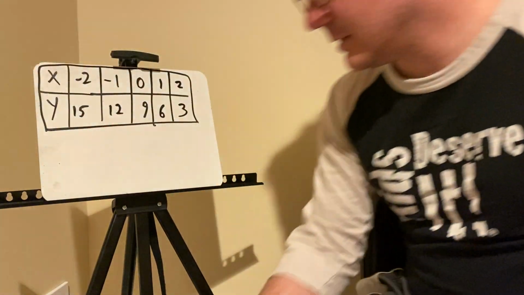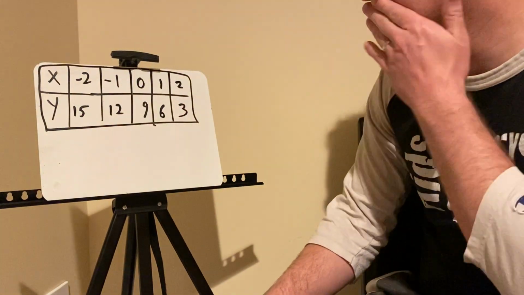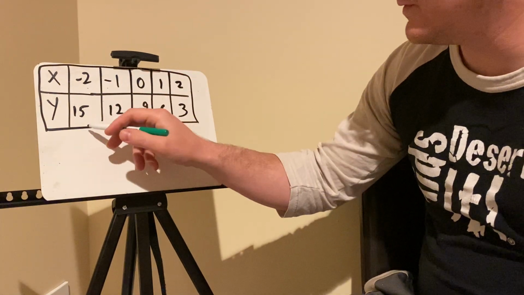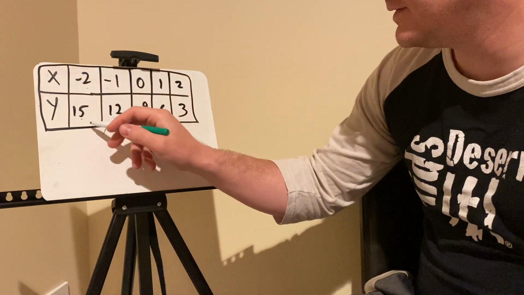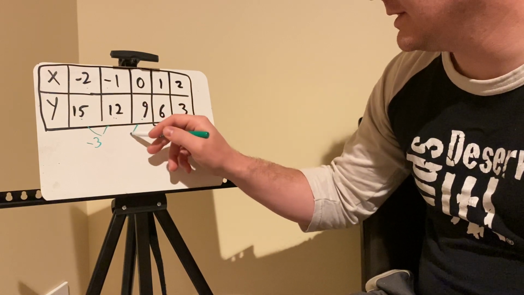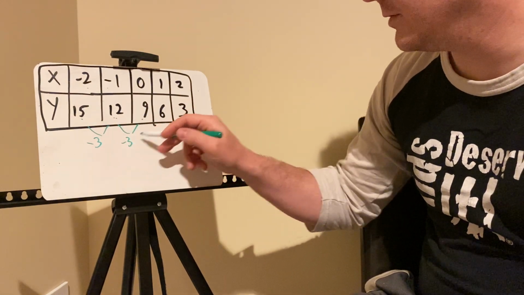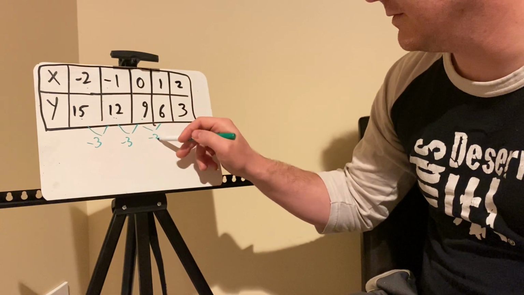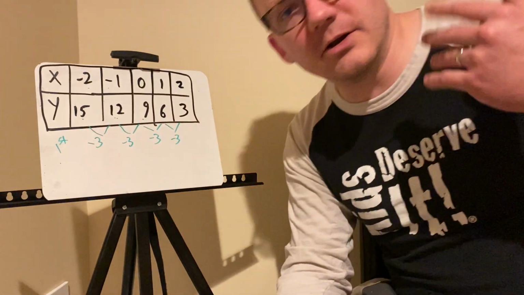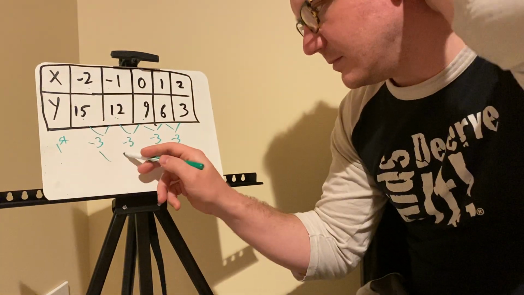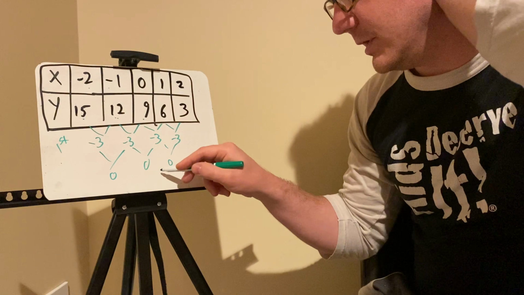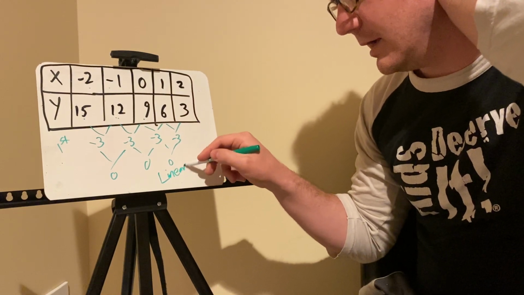Here's another one that we have to figure out. Let's look at this one. All right, so 2, negative 1, so these are all in order. Let's figure out our first difference. 12 minus 15 is negative 3. 9 minus 12 is negative 3. So these look to be the same. 6 minus 9, negative 3. 3 minus 6, negative 3. So my first difference is all negative 3. I don't need to figure out the second difference in this case because it's going to be 0. We know that we're dealing with a linear function here, and that's the example.